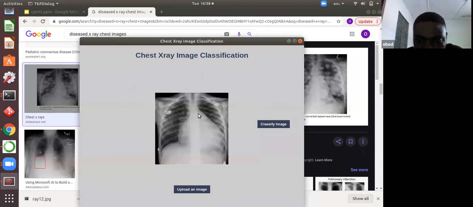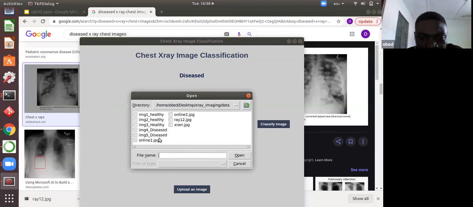Okay, this is cardiomegaly. The heart is so enlarged, so this is also diseased. This is a cardiomegaly situation, an enlarged heart. So let's see. It gets that also. Then let's just try one last one and see.